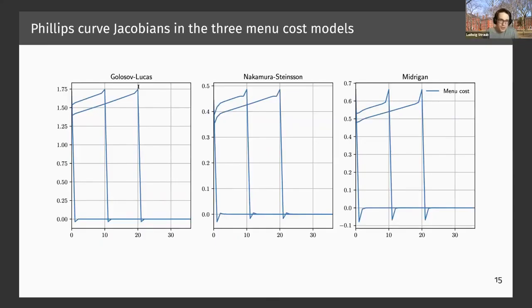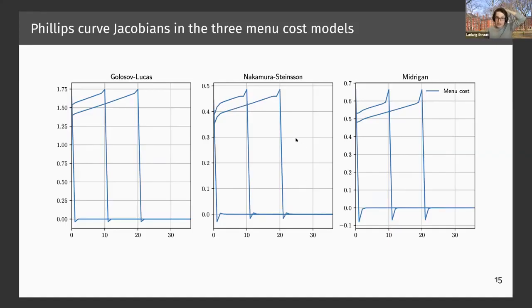So for the Phillips curve Jacobians, this is what we find for these three models. And again, you see for the Golosov-Lucas model, the magnitudes are largest, which indicates most price flexibility. And so what you see here conceptually looks like what we had for the Calvo model, right? For example, here, the response that peaks at day 20 is the response of inflation to a one-time real marginal cost shock at day 20. It peaks at day 20 exactly in the Calvo model. It's weaker in anticipation of the shock, and it's basically zero afterwards.